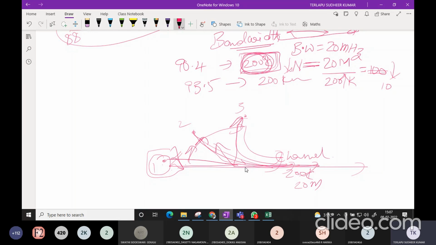Can anyone tell me what is the disadvantage here? 10 seconds, 10 seconds, 10 seconds, I said. So time is divided across all the users. Again, it is rotated. What is the disadvantage of TDM?